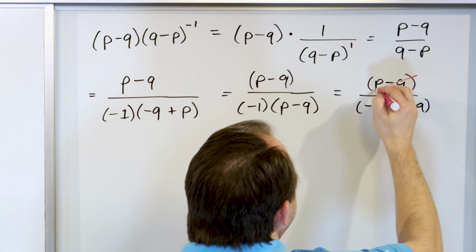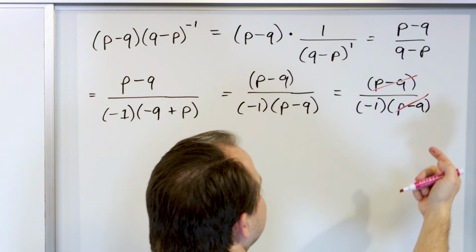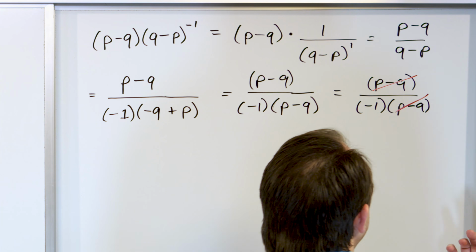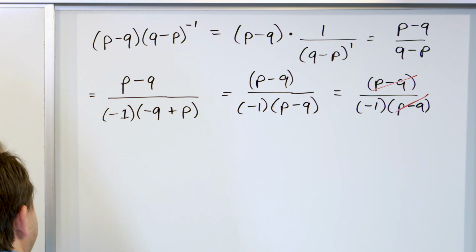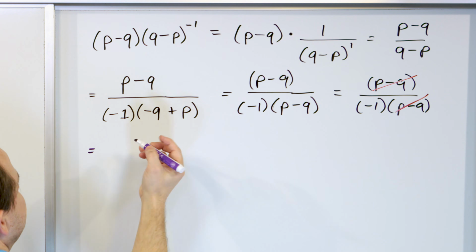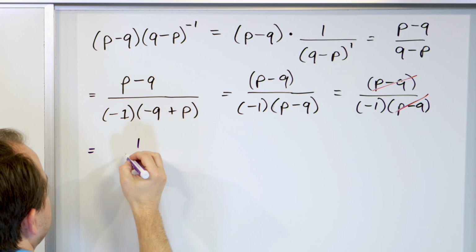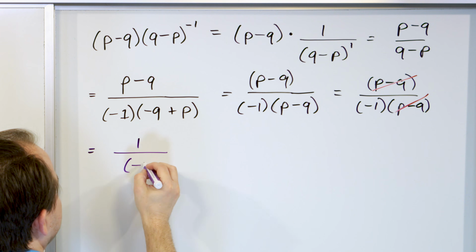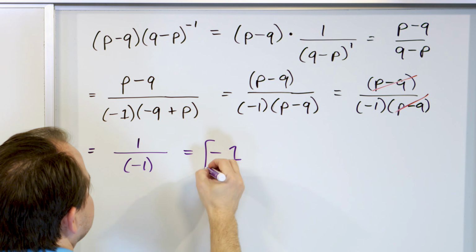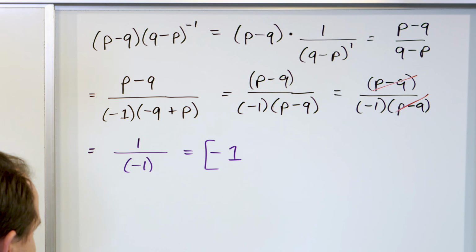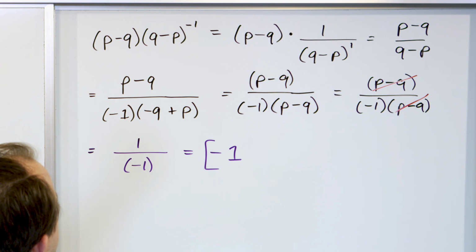You're going to have a strike through and a strike through. Now what's really happening is you're dividing top and bottom by p minus q, and you're leaving 1s everywhere. So what you really have at the end of the day, if you want to take it literally the way you have it here, is a 1 on the top, and you'll still have this negative 1 on the bottom. 1 divided by negative 1 gives you negative 1. That's the final answer.